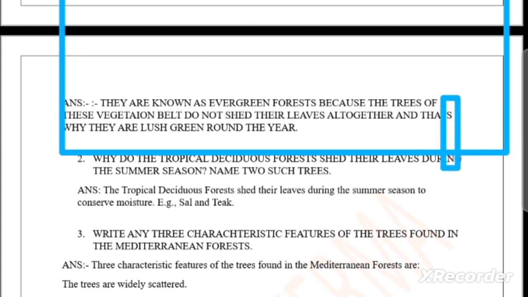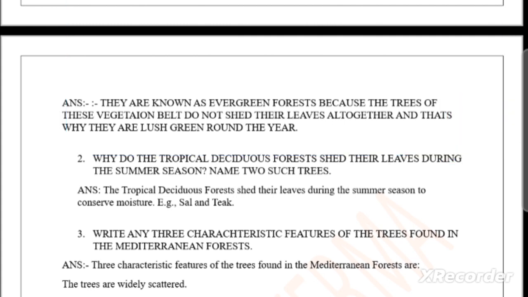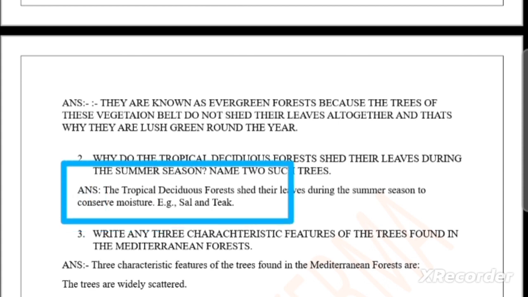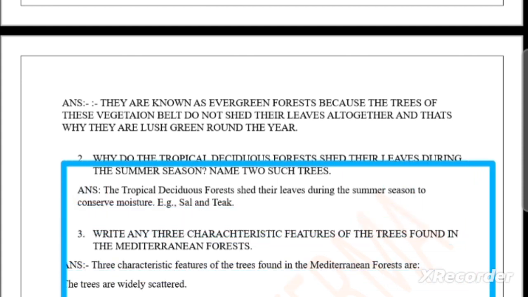Now the second question is, why do the tropical deciduous forests shed their leaves during the summer season? The answer is to maintain moisture around the year. Question number 3: write any 3 characteristic features of the trees found in the Mediterranean forest. So the trees are widely scattered, the trees have long roots and thick bark, and they have spiny, waxy and leathery textured leaves.